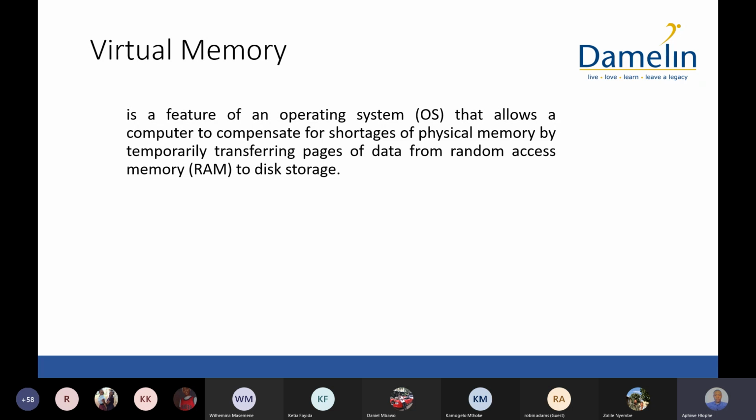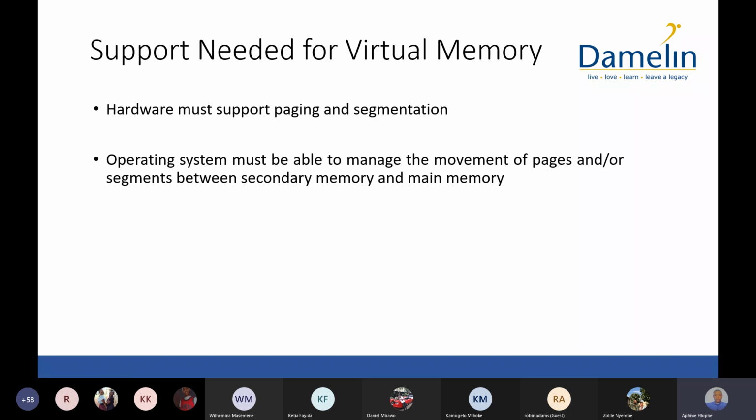To say it's a feature where if there's not enough physical memory in the computer, then there's a need to go borrow it from where? From the hard disk. Okay, so for you to be able to support virtual memory, you need to ensure that the hardware itself supports paging and segmentation. Okay, because paging and segmentation are a key part of virtual memory. So your hardware must be able to support it. Hardware, namely being the hard drive and the CPU. But I can guarantee you modern hardware now would support these concepts by default.